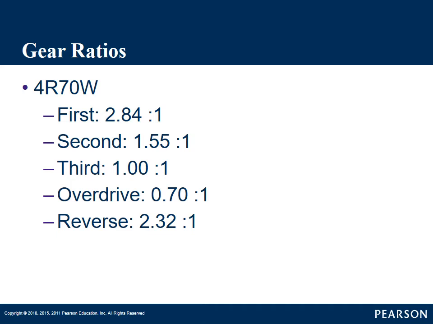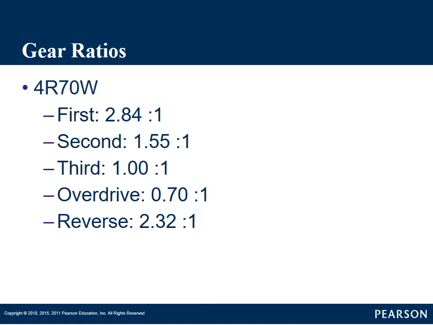Okay, this example is of what we call a 4R70W. This is a Ford overdrive automatic transmission. This is basically the same transmission as the AOD. If you remember from the history lesson, this was Ford's first automatic overdrive transmission in, I believe, '89.